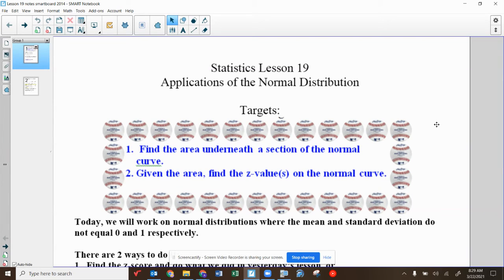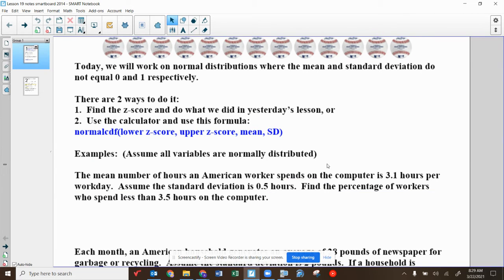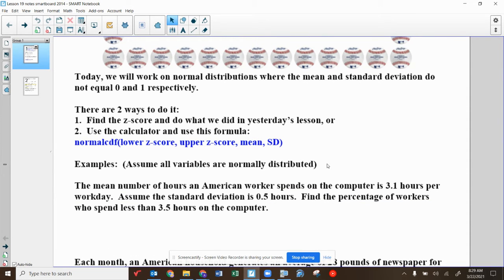All right, Unit 5, Lesson 19 is going to be a normal distribution where the mean is not 0 and the standard deviation is not 1. So when we did standard normal distribution, they were 0 and 1. Now we're going to do problems where they're not. Since we're using a calculator, this is going to be exactly the same as what it was, except now you're not going to put 0 and 1 in for all of them. You're going to be changing the numbers.